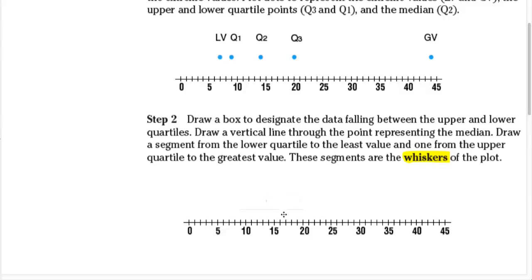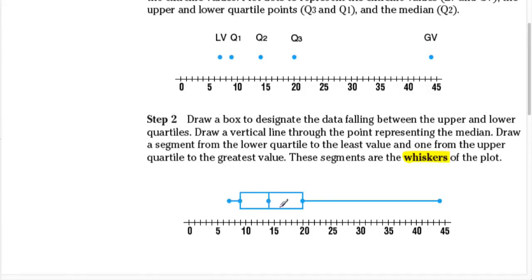So this is our number line, and this is our box that represents Q1 and Q3, and then another one right here. Basically it's saying draw a vertical line through the point representing the median. So this is the vertical line representing the median right there. Draw a segment from the lower quartile to the least value. So this is your lower quartile, and we draw a segment going there.